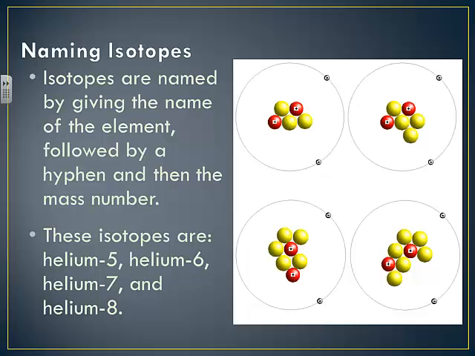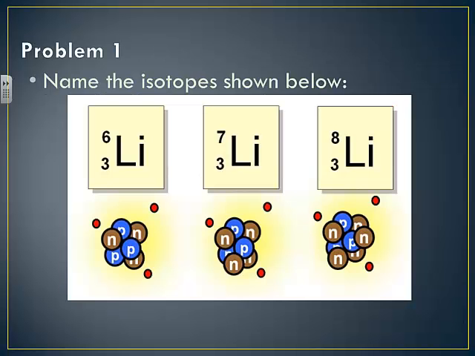The way that we name them is to give the name of the element, then we follow it with a hyphen, and then the mass number. So, since these had mass numbers of 5, 6, 7, and 8, these isotopes would be called helium-5, helium-6, helium-7, and helium-8. Let's try to name the isotopes shown below.